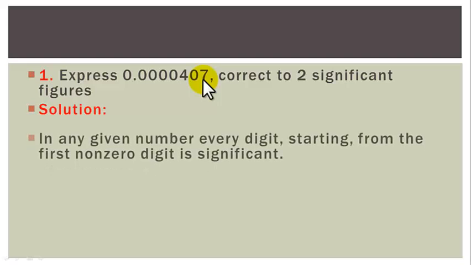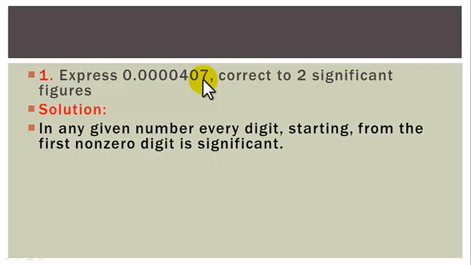Solution. Note that in any given number, every digit starting from the first non-zero digit is significant. In this decimal number, the first non-zero digit is 4. So, all the digits starting from 4 to the right are significant. Therefore, to correct this number to two significant figures, we start counting from 4 to the right. So, we count 1, 2.